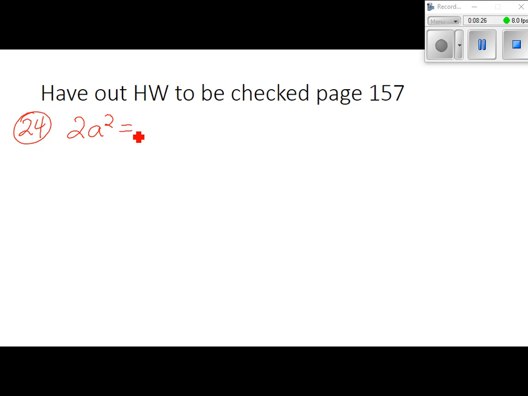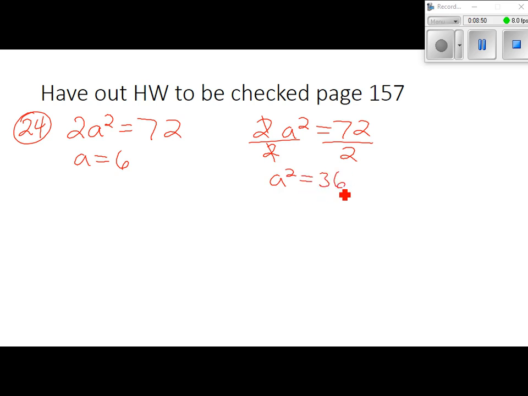2a squared equals 72. So if we were to solve this, you might have to have your calculators out to help me here. We divide both sides by 2, you end up with a squared equals 36. What's the next thing to solve that? Take the square root, a equals 6. So that looks like that's correct, doesn't it?